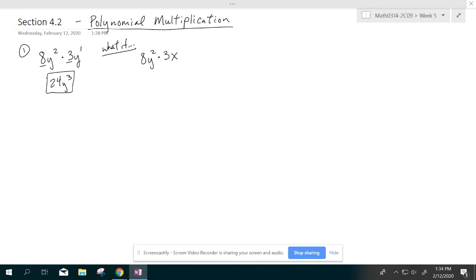So you're still going to start with multiply the coefficients. 8 times 3, 24. But if they have different variables, you're just going to have to write those variables in alphabetical order. So I have an x and a y squared. If the letters are not the same, you're just going to write them in alphabetical order. Okay? We will get those, right?